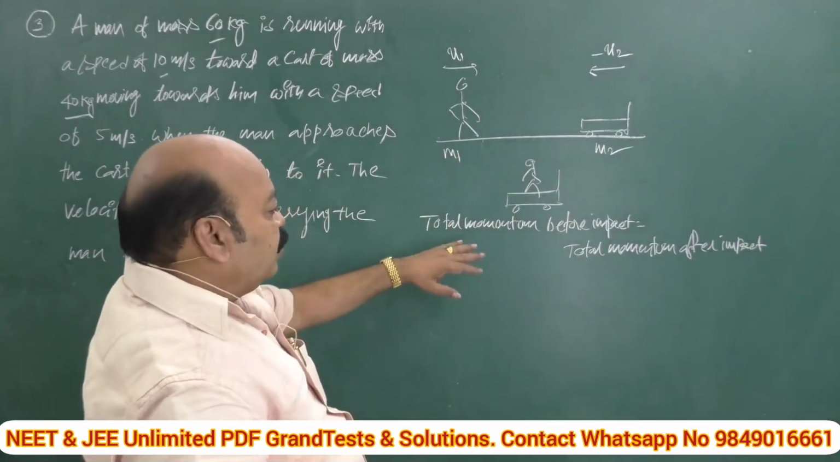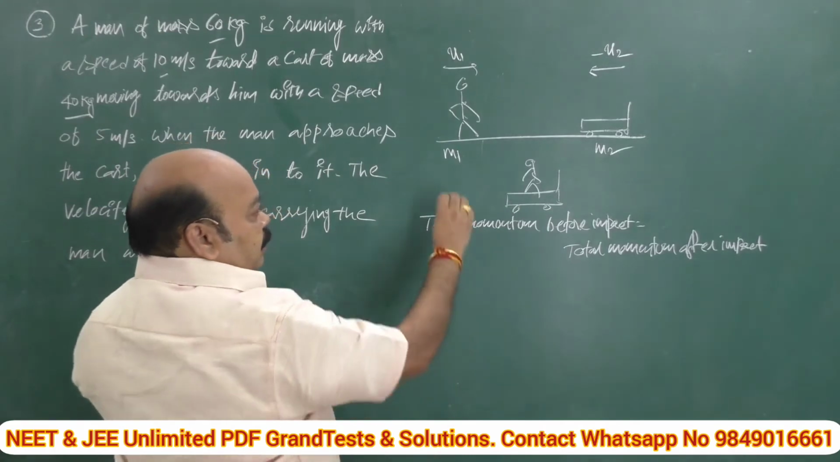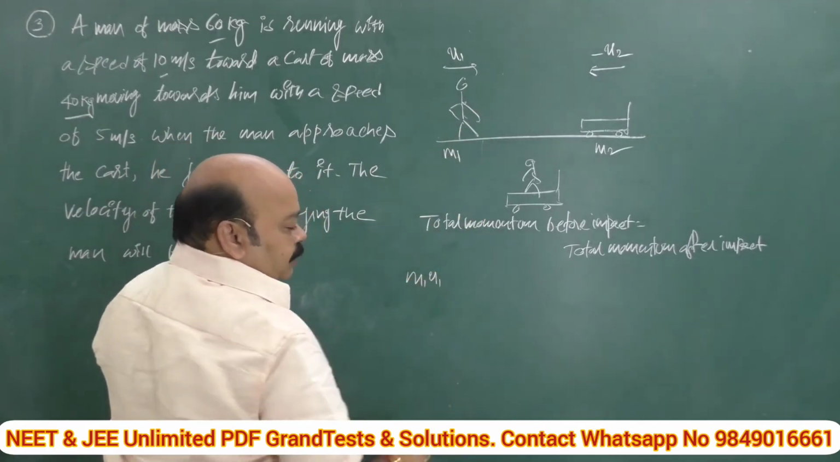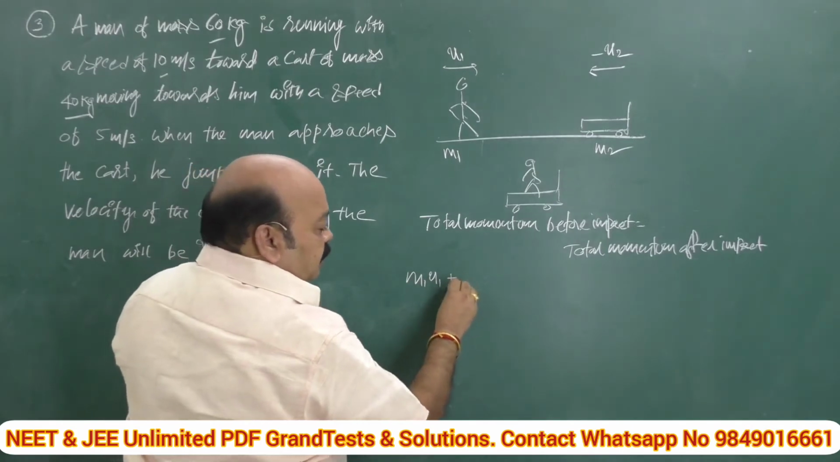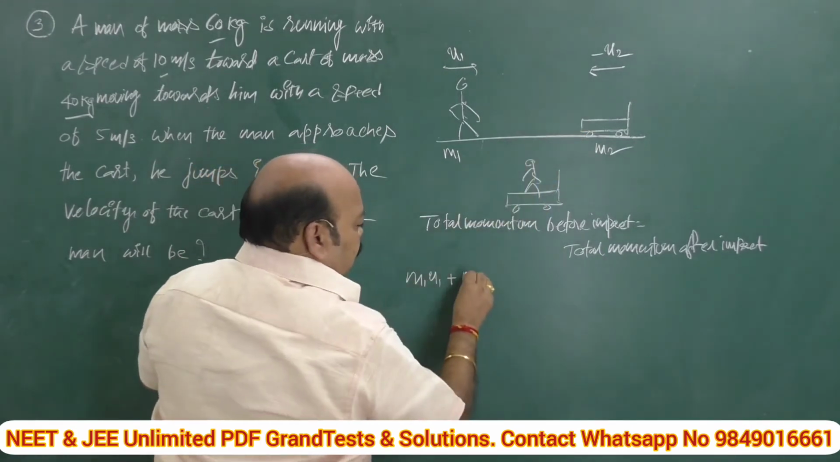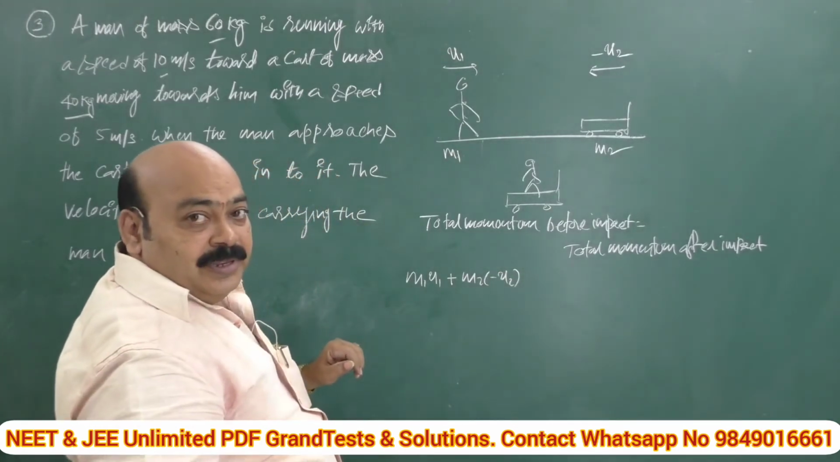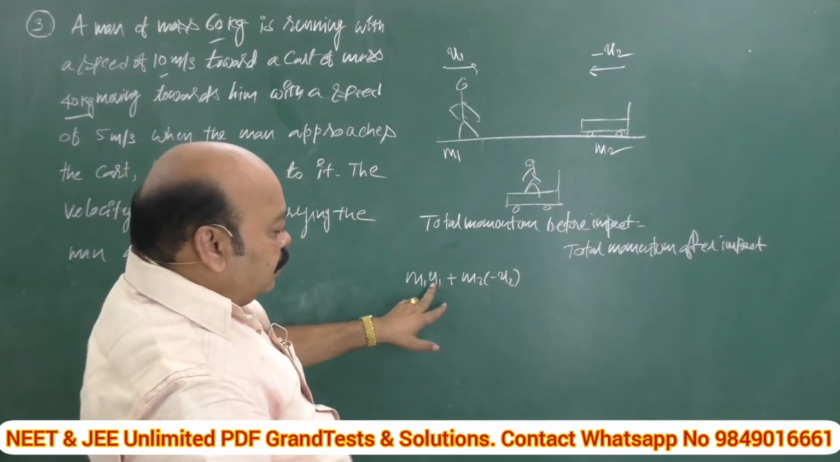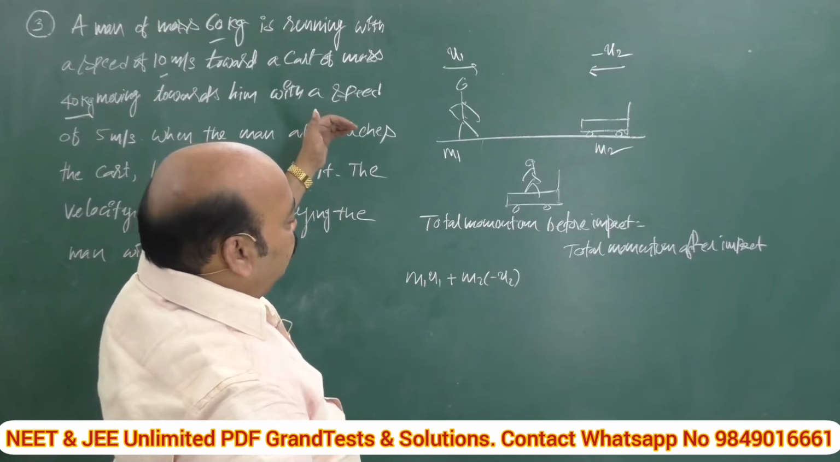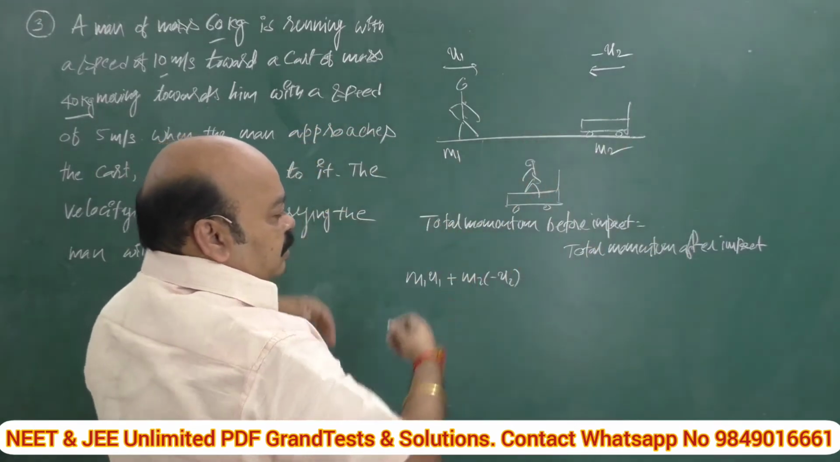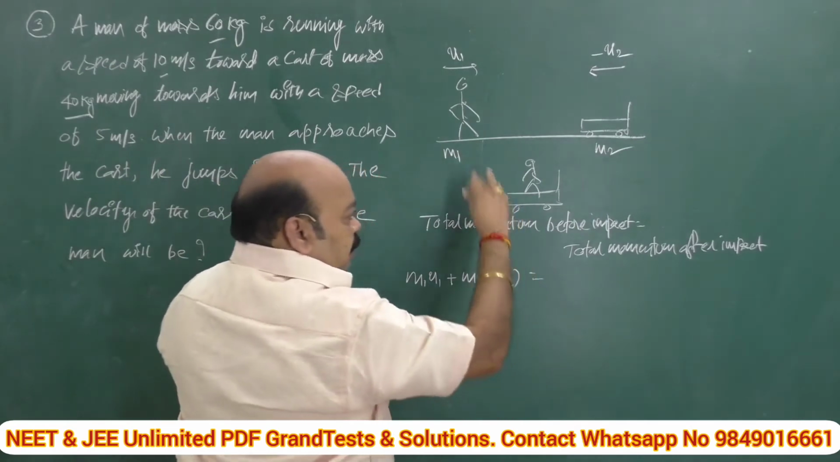Shall we calculate what is the total momentum before impact? Come on, tell me what is the total momentum. It is m1 u1, plus, be careful, here it is m2 into minus u2. Be alert. Why? Because one is moving from left to right and the other is in the opposite direction, right to left. Both are approaching each other. Come on, tell me afterwards what happened.